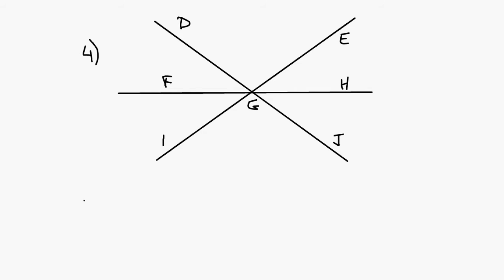Alright, we're looking for something adjacent to HGJ. Alright, so right here. This is HGJ. So it's got two adjacent angles, doesn't it? Here's one. Adjacent means next to. There's one. And that would be angle EGH. This angle is also next to it, which is angle JGI.